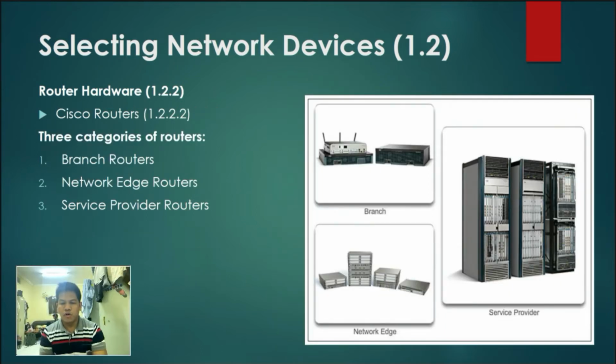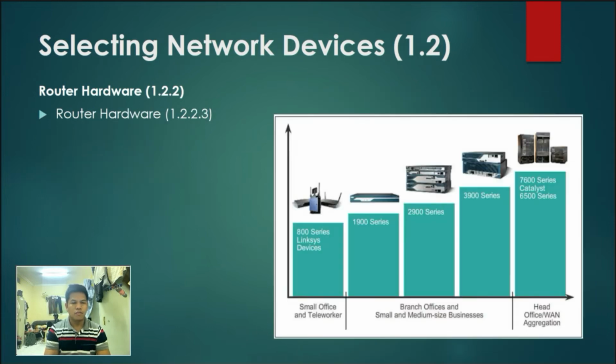As a network grows, it is important as well to select the proper routers to meet its requirements. As shown in this figure, there are 3 categories of routers: the branch routers, network edge routers, and lastly the service provider routers. And router hardware also comes in many form factors, as shown in this figure. Routers can also be categorized as fixed configuration or modular.